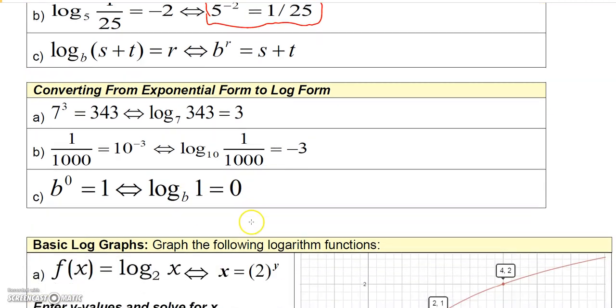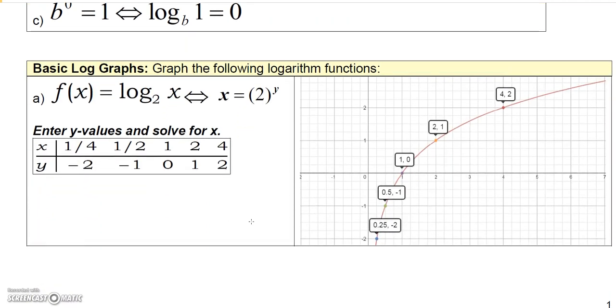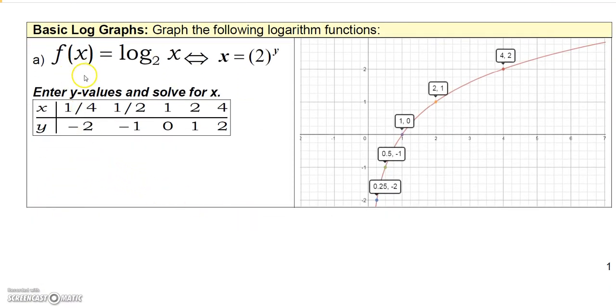Okay. Now, some basic log graphs. So if you wanted to graph the log of x base 2 and you didn't have technology to help you, then what you could do is, first of all, think of this f of x as y instead of f of x. And then you could say, okay, y equals the log of x base 2 is the same as saying 2 to the y is x. So just put it in its exponential form and you'll get x equals 2 to the y.